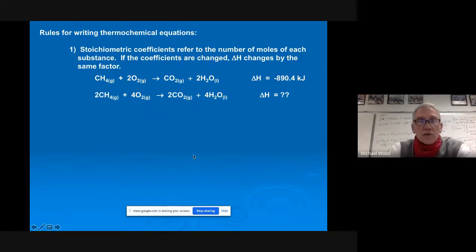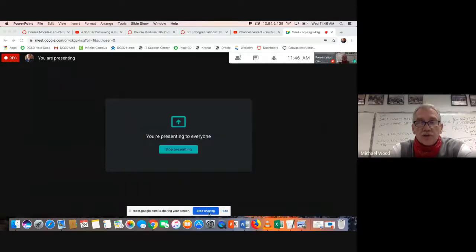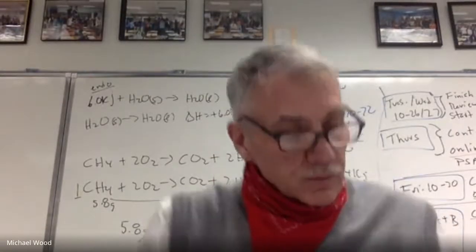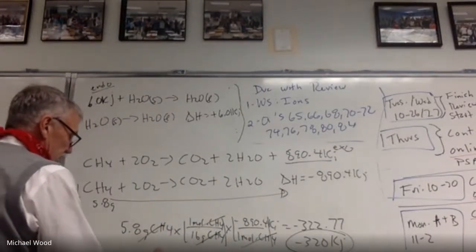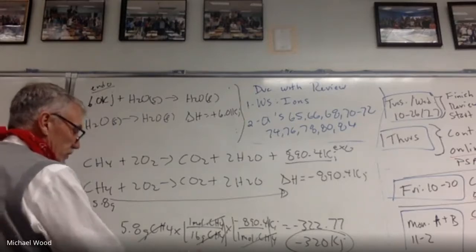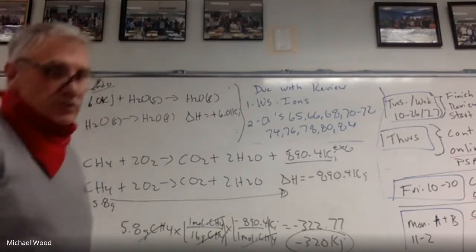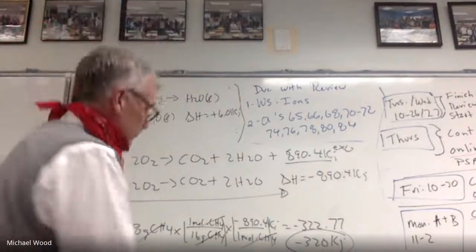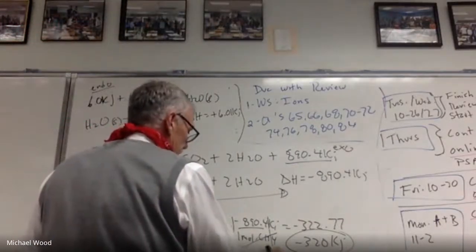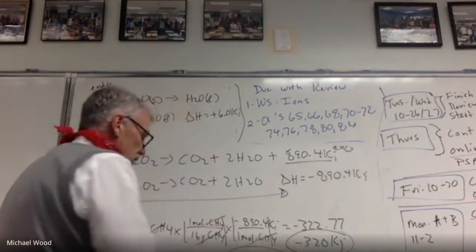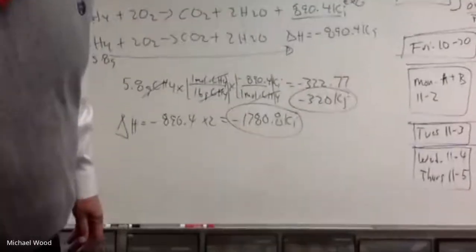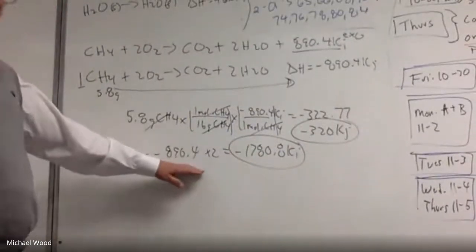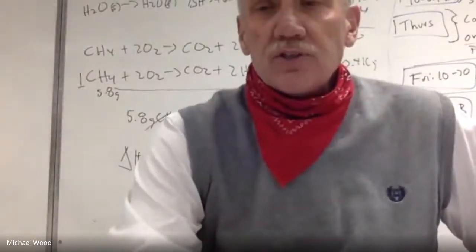So the delta H in that case is negative 890.4, but I've doubled all the coefficients, so I'm going to just multiply by 2. And what goes in there is negative 1,780.8. So if you double the coefficients, you double the delta H. This is what I did right here. If I halve the coefficients, I would halve the delta H.